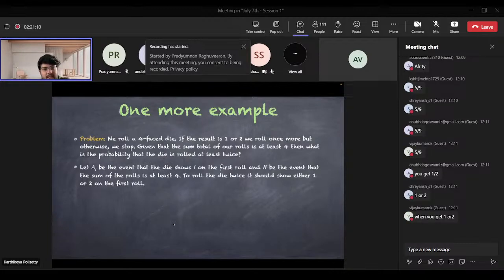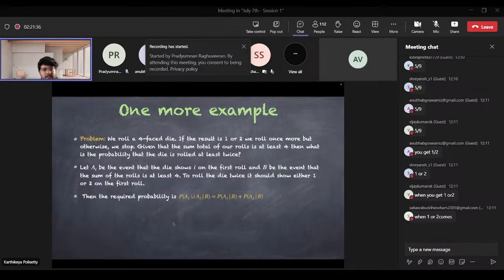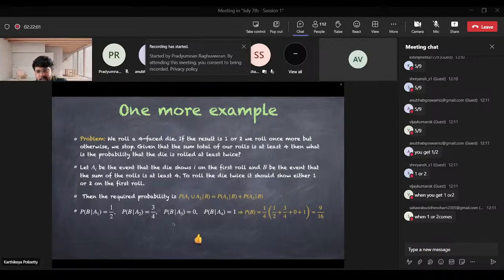So let Ai be the event that the die shows i on the first roll, and B be the event that the sum of rolls is at least 4. To roll the dice twice, it should show either 1 or 2 on the first roll. What is the probability we want? We are given the event B and we want either 1 or 2 to happen. So the required probability is P of A1 union A2 given B. By the additivity property, we can split it into P of A1 given B and P of A2 given B. These are all the probabilities which you saw from the previous one, and we are calculating the total probability P of B, which is 9 by 16.